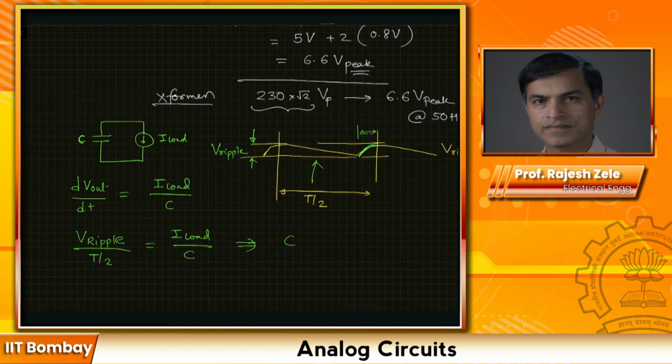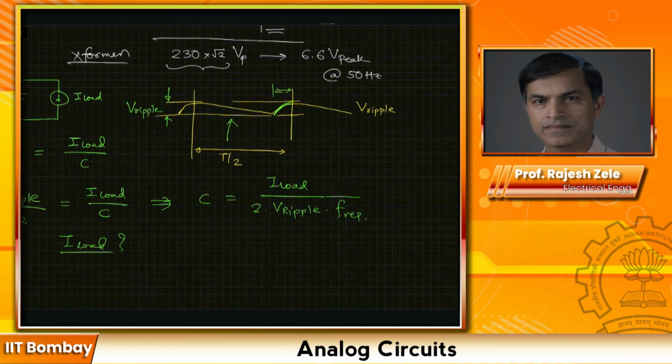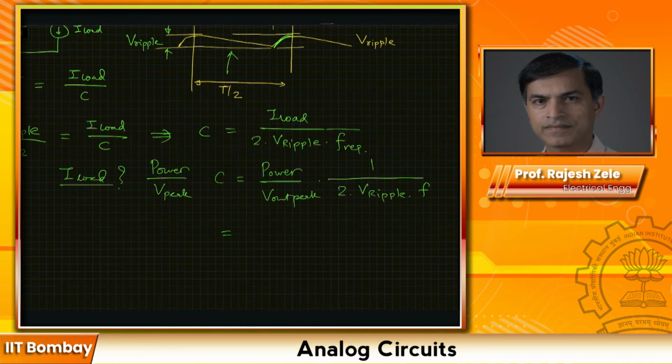So this equation will give us C is equal to I load divided by 2 times V ripple times the reciprocal of T, which would be the frequency. Now what is I load? I load is given by, since we were given power information, power divided by the V peak voltage. So we can say C is equal to power divided by V out peak and then divided by 2 V ripple and then frequency.